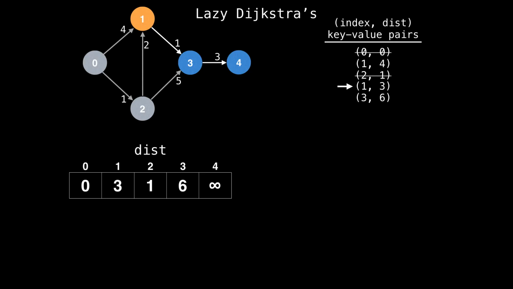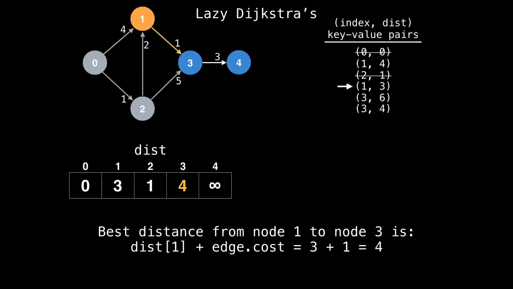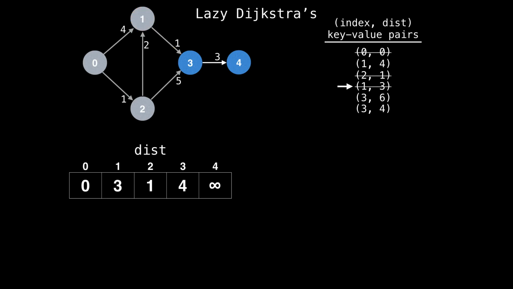The next most promising node is node 1. We can improve the best distance to node 3 by taking the edge from node 1 to node 3 with a cost of 1.